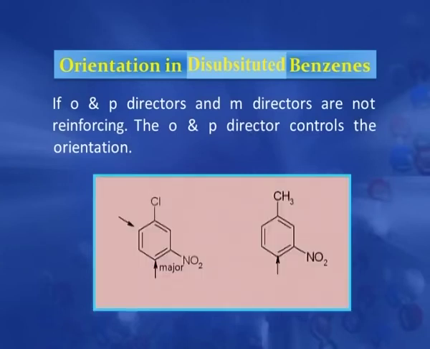Now, in the second case we have meta-nitrotoluene. Here again this methyl group is an ortho and para director and nitro is a meta director, and here the attack will take place where this methyl group governs the incoming group, that is ortho and para to methyl, and major is on the para position.